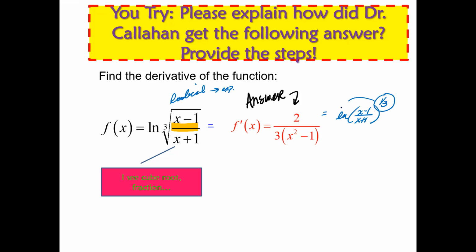Then I see the power here. I could bring that down. So I have 1/3 ln, and just keep in mind that because there's a division sign, you can go ahead and do a ln(x minus 1) minus ln(x plus 1). And the 1/3 is applied to both terms here.